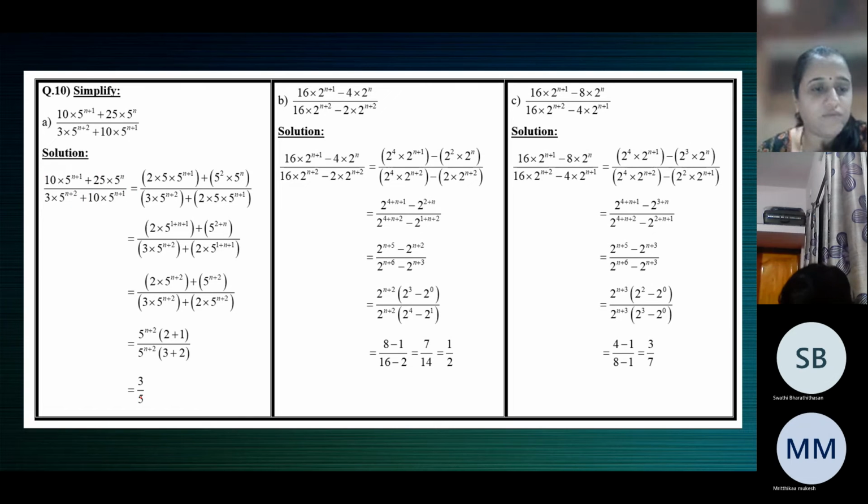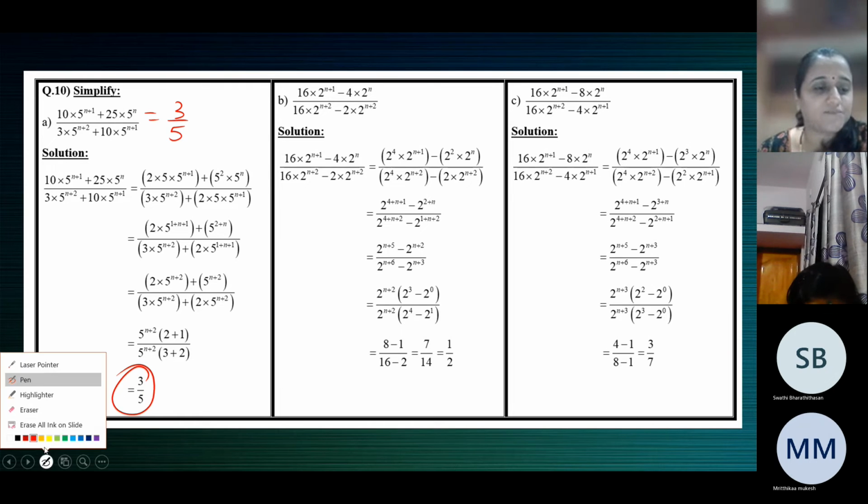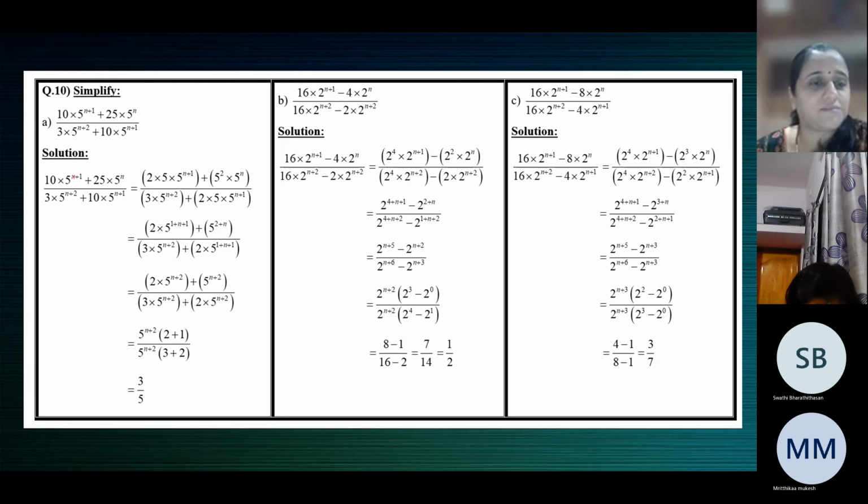So see here, the value of this, it's surprising, right? The value of this one is 3 by 5. The value of this one is 3 by 5. The value of this is 3 by 5. So let's see how to simplify this. So you first write 10 as 2 into 5.